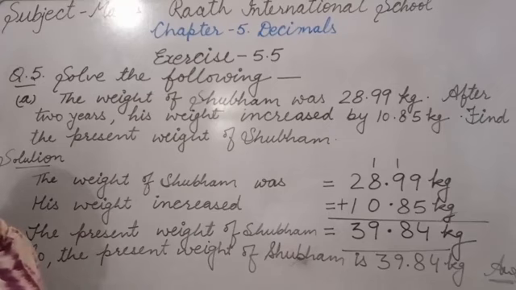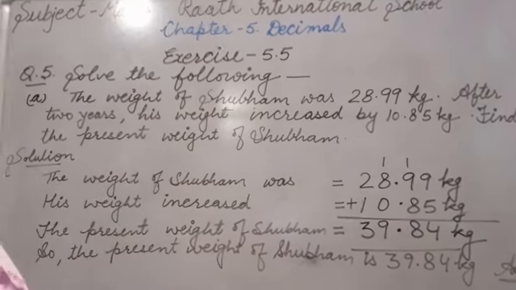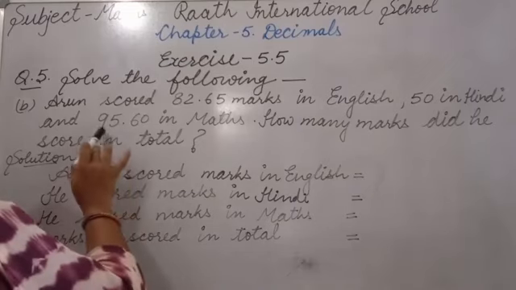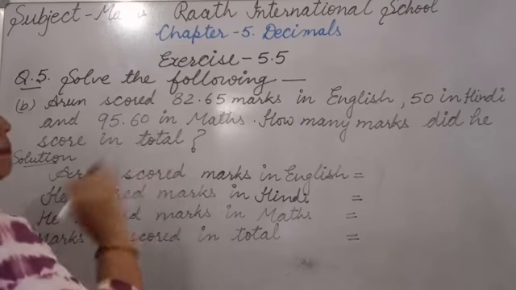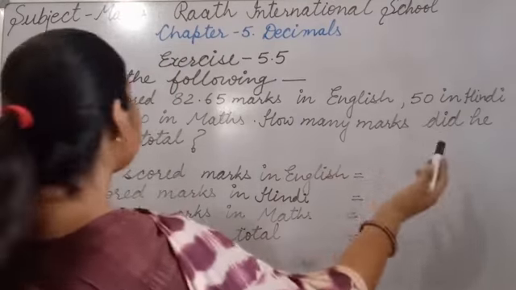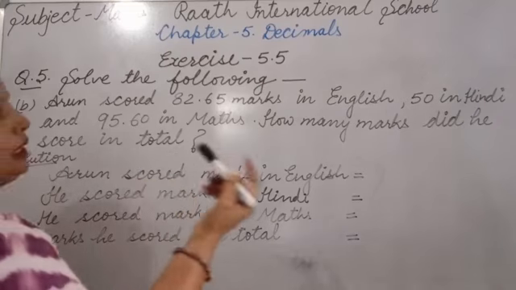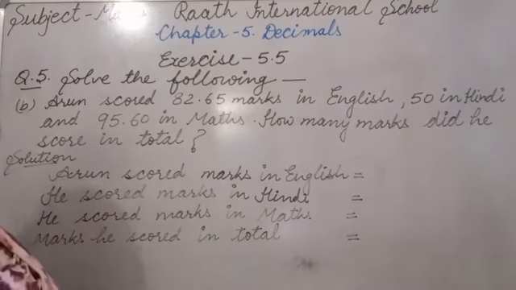Okay. Now after that it's B part. Now question number 5, B part. Arun scored 82.65 marks in English and 50 in Hindi, and after that 95.60 in maths. So how many marks did he score in total? English, Hindi and maths marks are given here. So you should find their total. For total we will do addition.